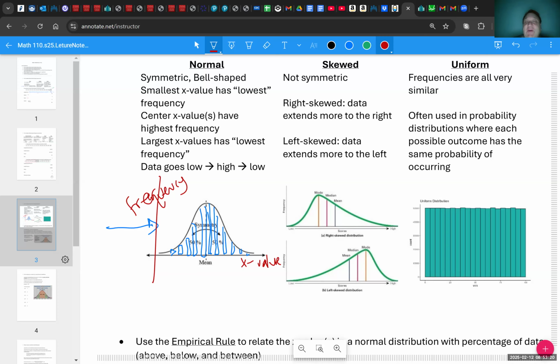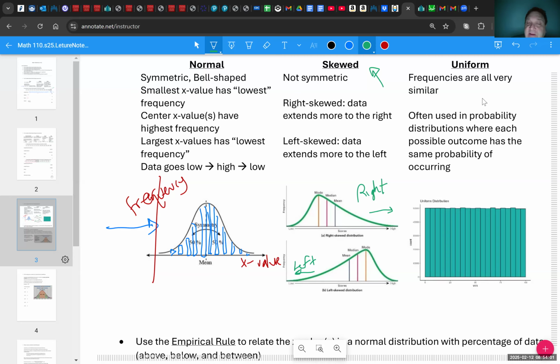So normal distribution is just another type of histogram where it's symmetric and it goes from low frequency to high frequency to low frequency. Okay, skewed is the next type of shape that we want to talk about. There's two types of skewed, right skewed and left skewed. Right skewed means the data extends more to the right, and left skewed means it extends more to the left. So this is an example of right skewed right here, because the data extends more to the right. And over here, this is left skewed because the data extends more to the left.